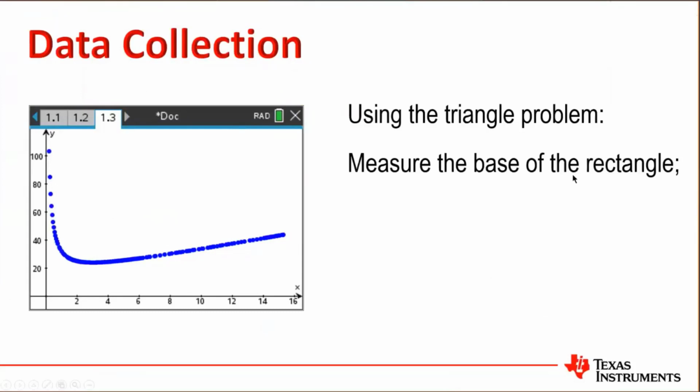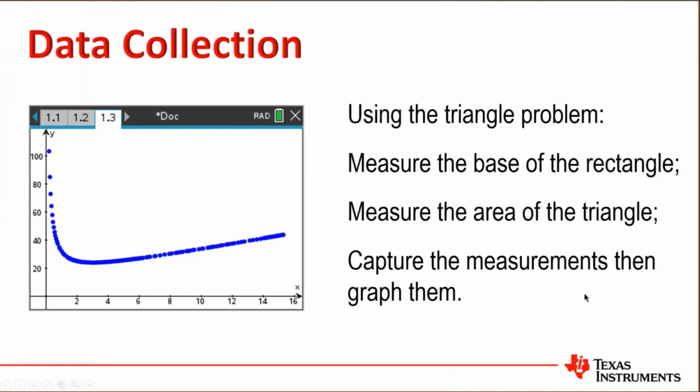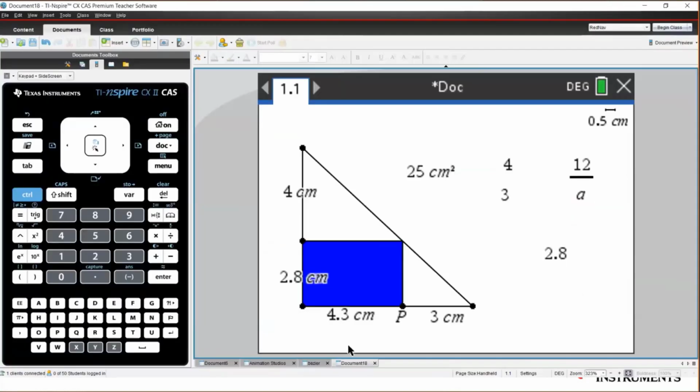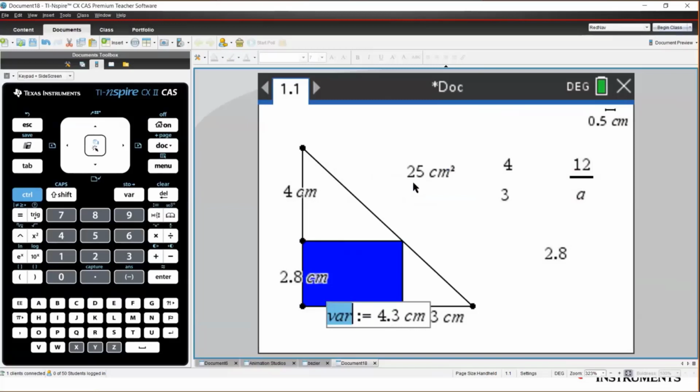So we're using a triangle. We need to measure the base of the rectangle. Well, I've got that done. We need to measure the area of the triangle. Well, I've done that. And we want to capture both sets of measurements. So let's see how we do that. There's our base. So the first thing we do is right click on it and store it. I'm going to call that rectangle base, RB. And I'm going to store this one in rectangle area.